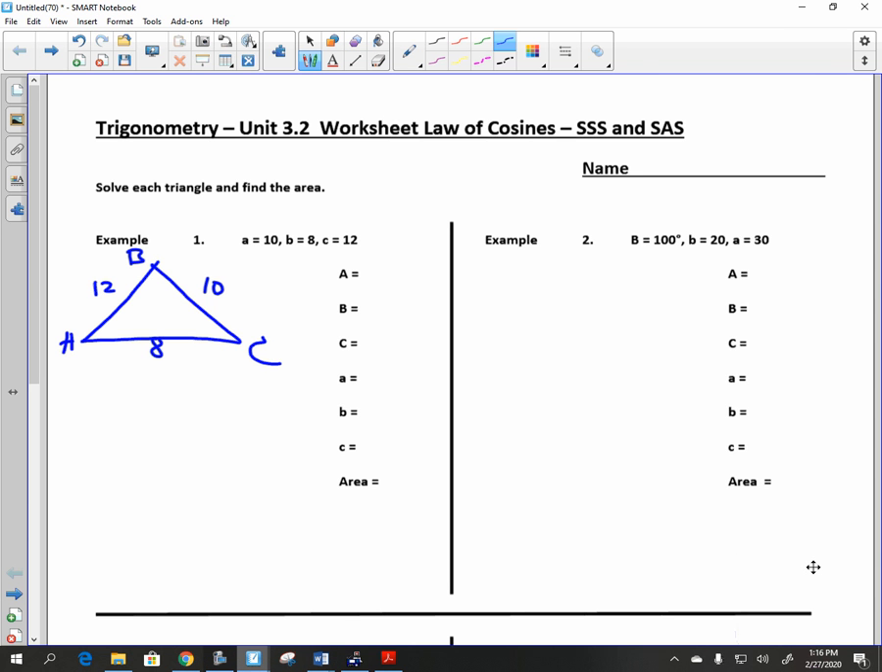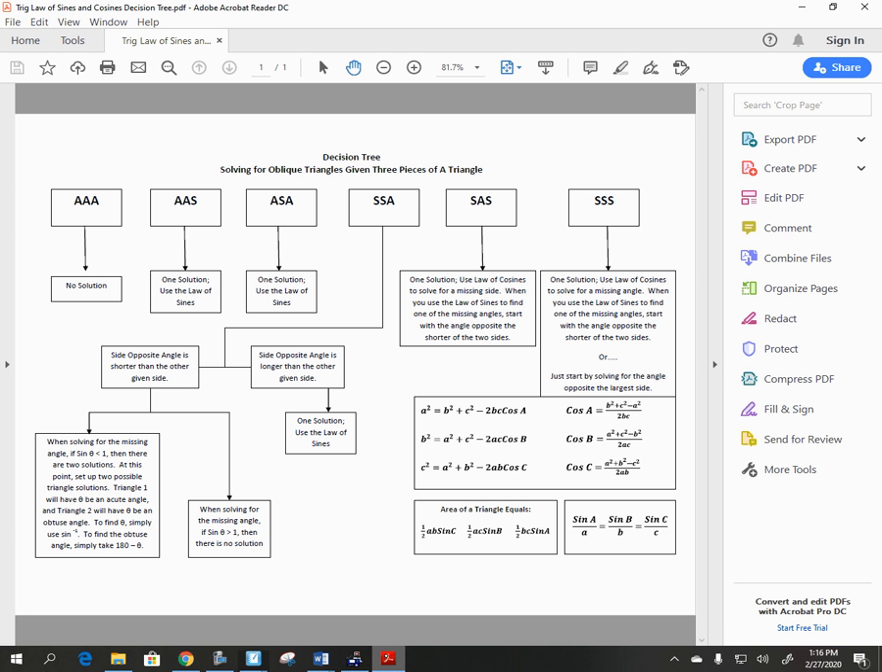So I've got side, side, side. I turn to my decision tree. Decision tree says one solution, use the law of cosines. You could cross out the rest of that. When you solve the law of cosines, you just want to start by solving the angle opposite the largest side.